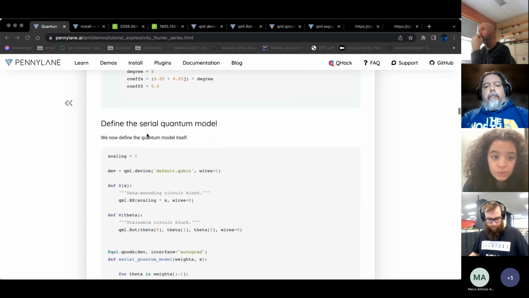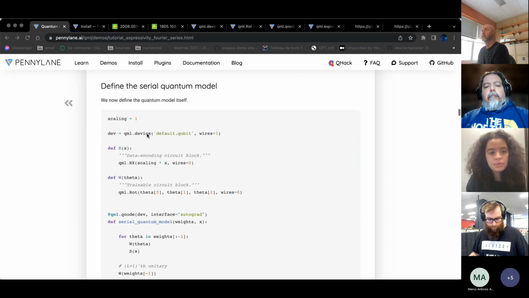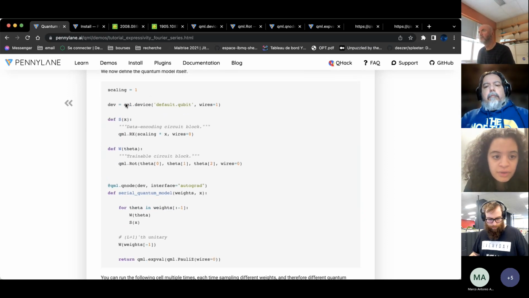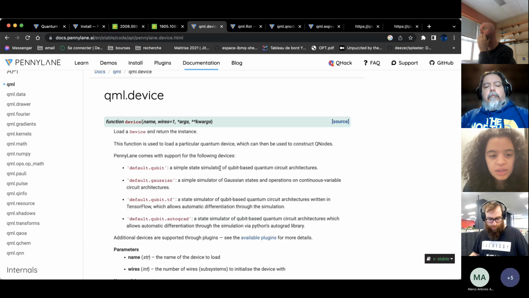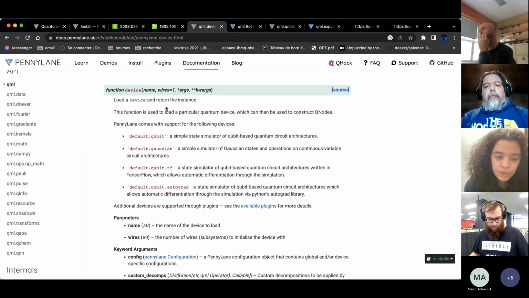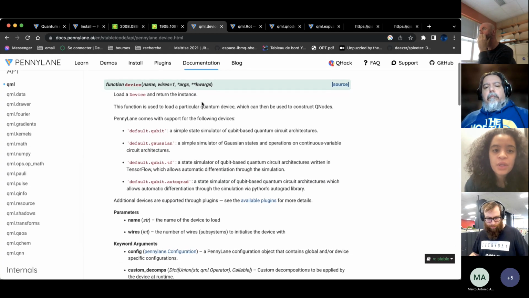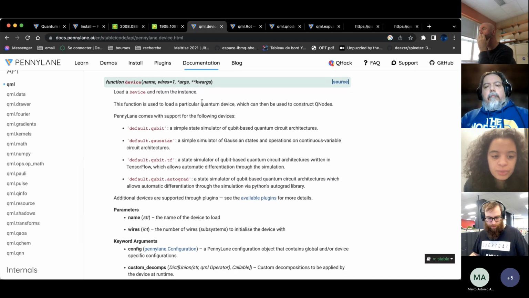So then we go on to define the serial quantum model. Here we have this line, which calls QML.device. This is proper to PennyLane, and every time you see something like this, a function or anything, there is documentation associated with it. If we look into what quantum device actually does, it basically returns an instance, which we're going to use to create our quantum circuits.